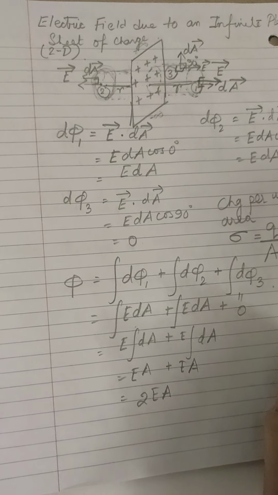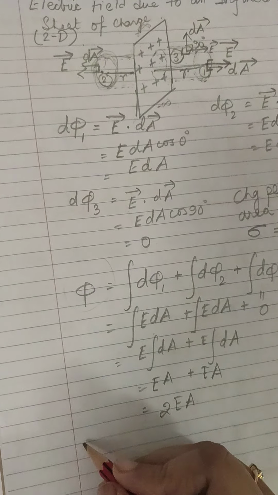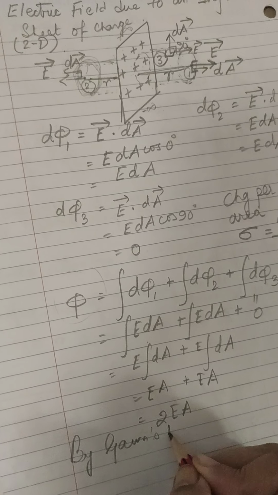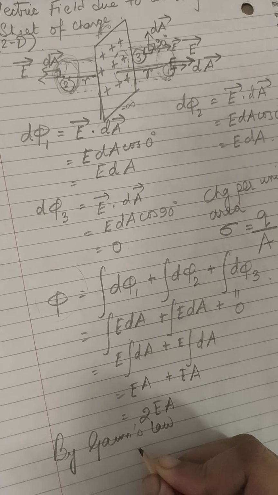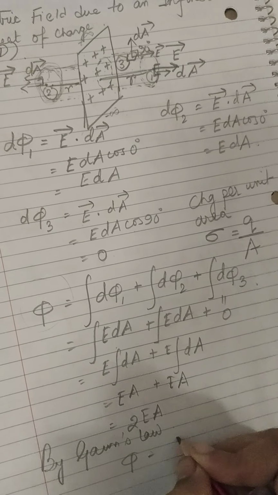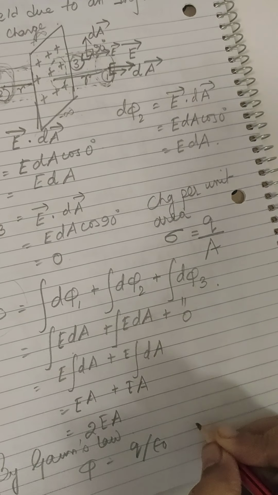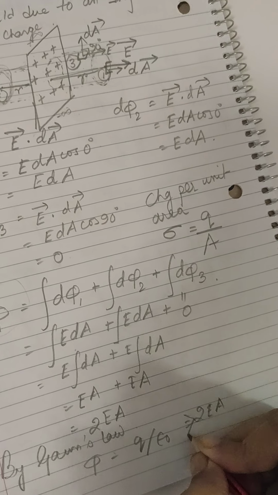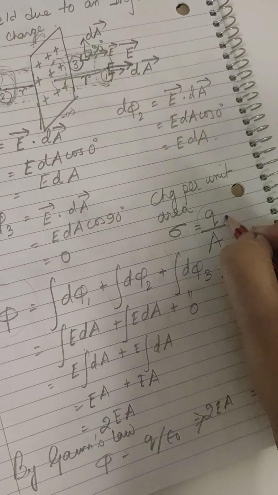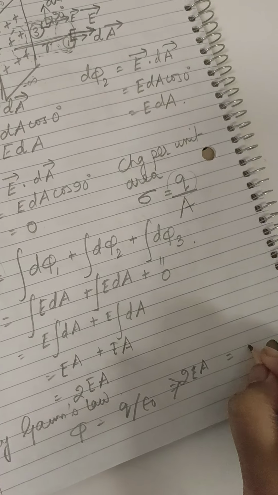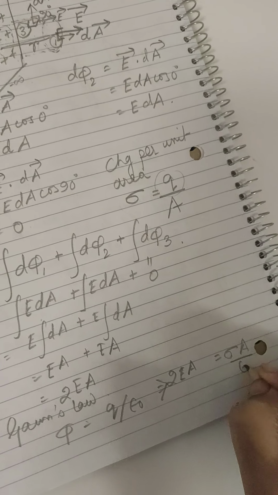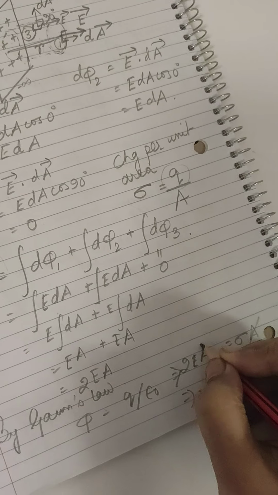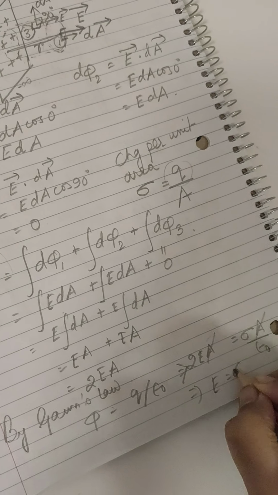Fine. And now you apply Gauss's law. By Gauss's law, phi is equal to Q by epsilon naught. So 2EA is equal to Q by epsilon naught. In the place of Q, what can I write? Sigma A. So sigma A by epsilon naught. So A gets cancelled, and E is equal to sigma by 2 epsilon naught.